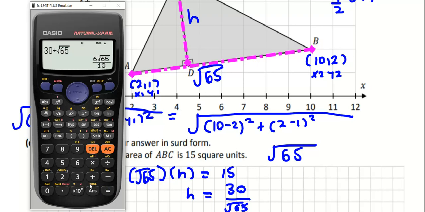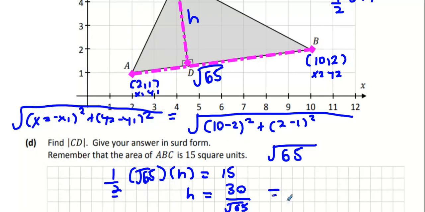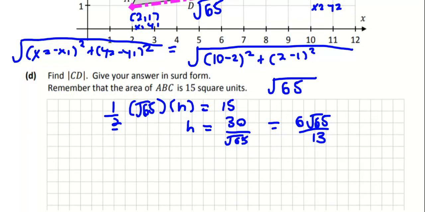6 root 65, what's that one? 6 root 65 over 13. Yep, that is in fact your answer, as confirmed by the marking scheme. So I'll go there, guys. Okay, so that's that question done.